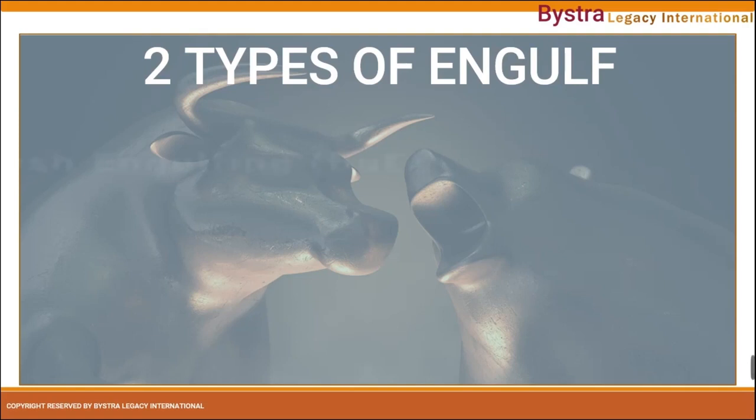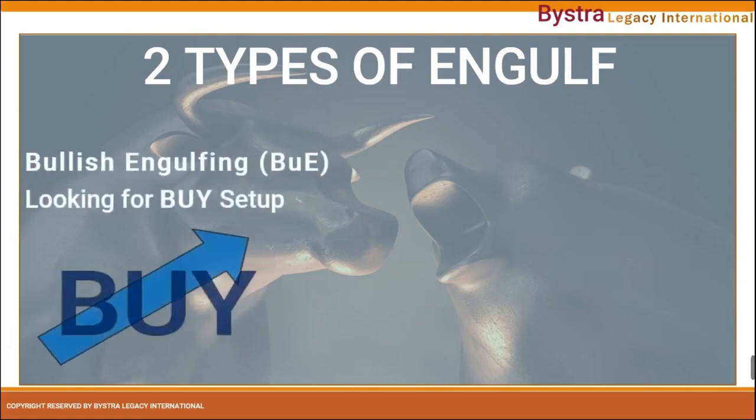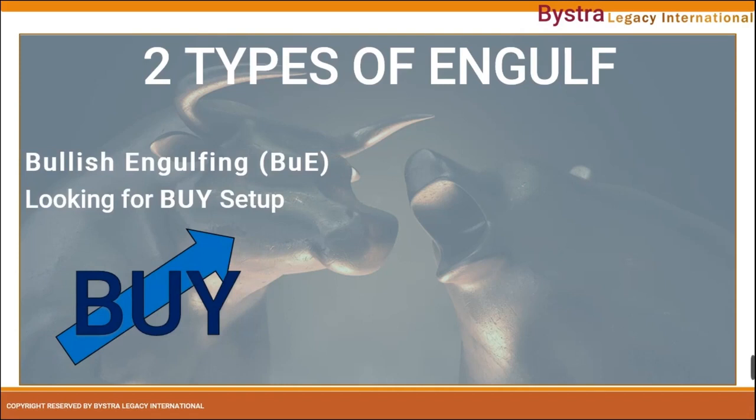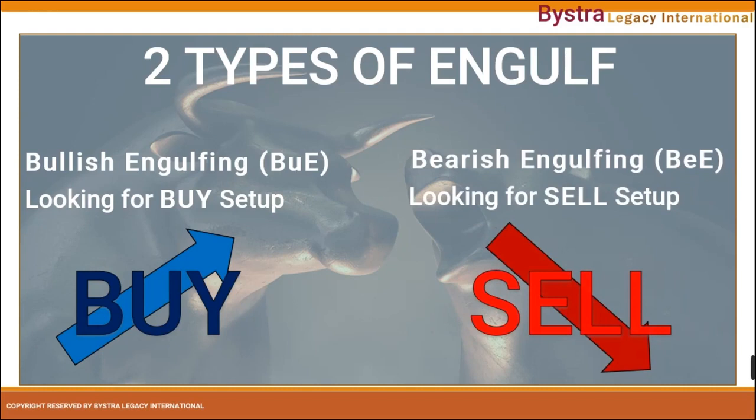There are two types of engulfing. First, the bullish engulfing, where we will only be looking at buy setups. And the other one is the bearish engulfing, where we will only be looking for sell setups. Now, please do not try to sell if you see a bullish engulfing formed. Vice versa for bearish engulfing, please do not go and buy if you see a bearish engulfing. This will go against the trend, and definitely the chance of you making a loss is very high.